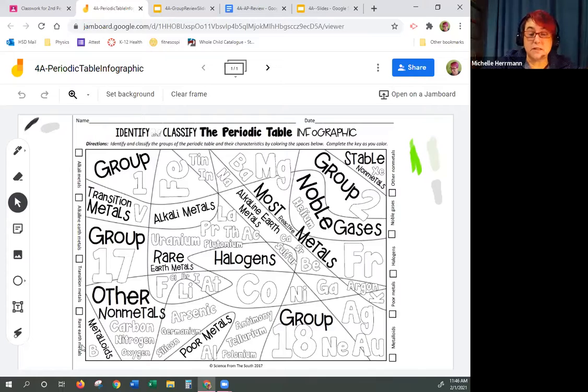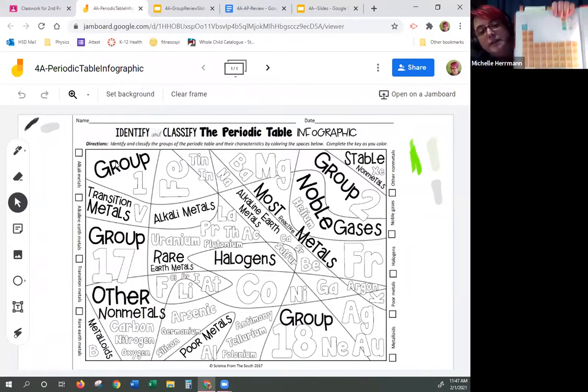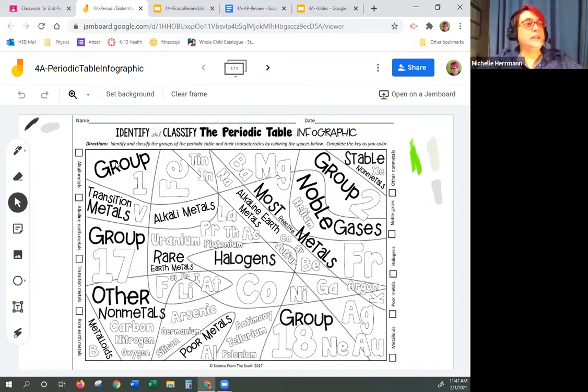So for instance, this area right here that says group 1, I know that's on the periodic table. So I might need my periodic table. So here's my periodic table. And I might know that group 1 is the furthest left column on the periodic table. And when I look at my periodic table, I can see up at the top, it calls it alkali metals. So what you're going to do is see each of these clues and decide which category that clue goes with.